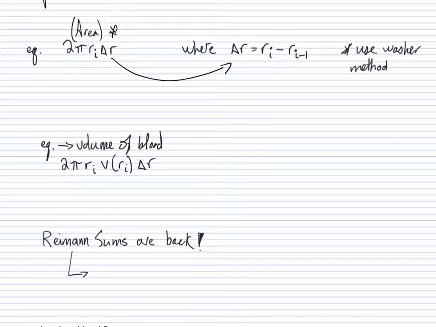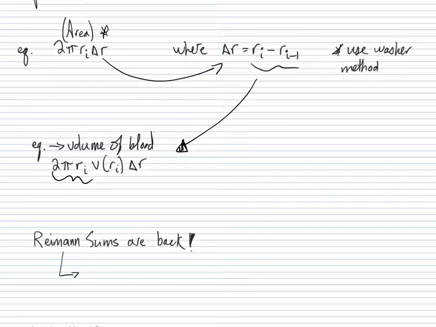Since delta r, which is r_i minus r_(i-1), is becoming increasingly smaller, the velocity is almost constant. So this equation can be changed to this one right here, where we keep our area.